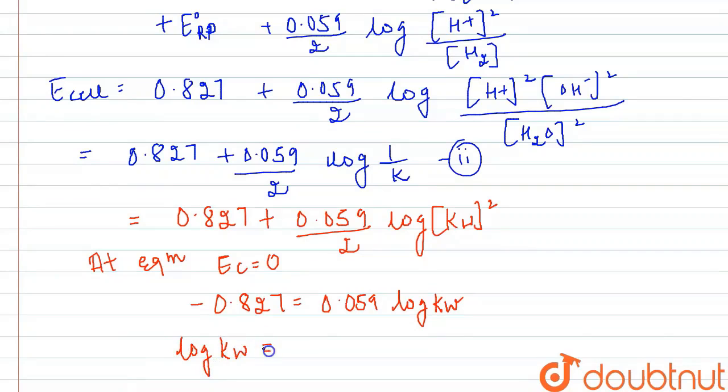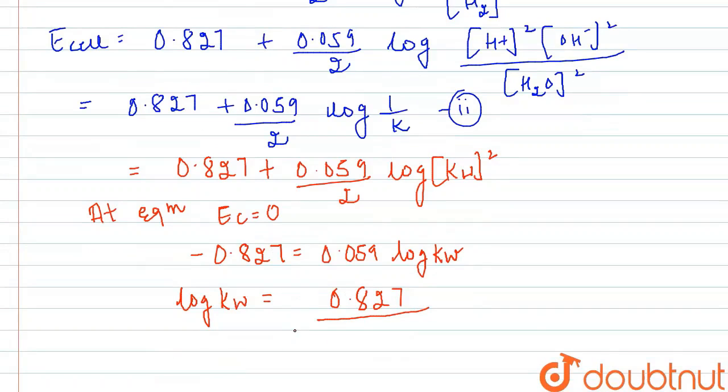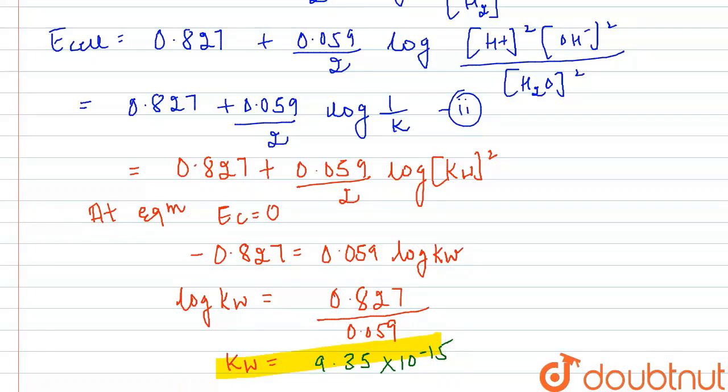So log Kw is coming out to be 0.827 divided by 0.059. So from this we can calculate Kw value. Divide this value and then take the anti-log of it. So the final answer will come around how much? It will come around 9.35 into 10 raised to the power minus 15 upon solving. So this is your final answer to the question. Right? So this is your Kw value.